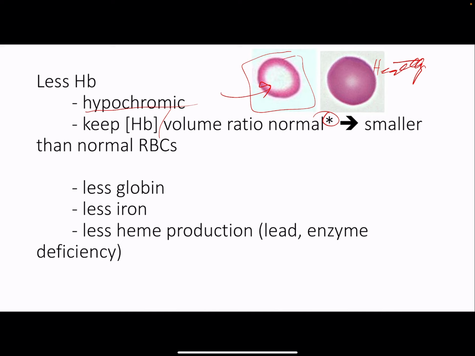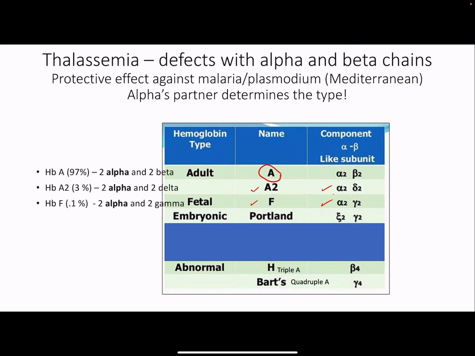So the ways that we can get this is we can have defects in the globin production. This will be the thalassemias. Less iron. This could just be an iron deficiency, or defective heme production. You could have an enzyme deficiency, and you could have lead poisoning. So let's start with the thalassemias.